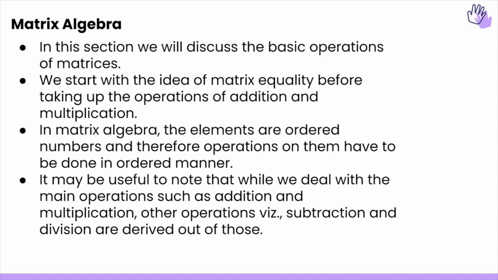In matrix algebra, the elements are ordered numbers, and therefore operations on them have to be done in an ordered manner. Okay, so the elements are ordered numbers, and therefore everything has an order. It's not that you do some random operations. You have to follow an order.